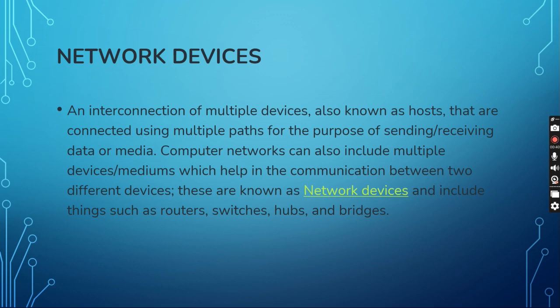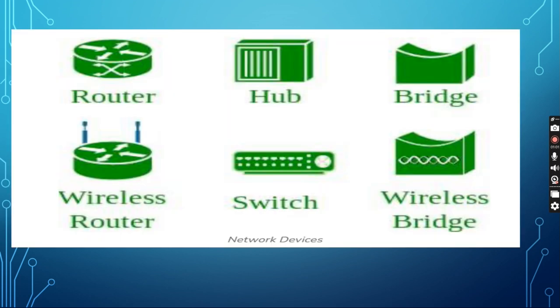The computer networks can also include multiple devices or mediums which help in the communication between two different devices. These are also known as network devices and include things such as routers, switches, hubs, and bridges.